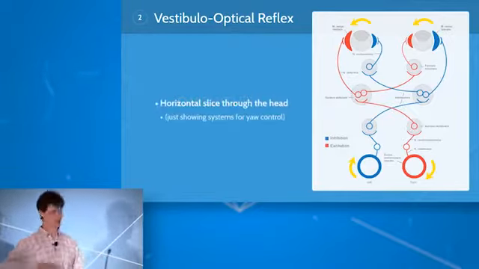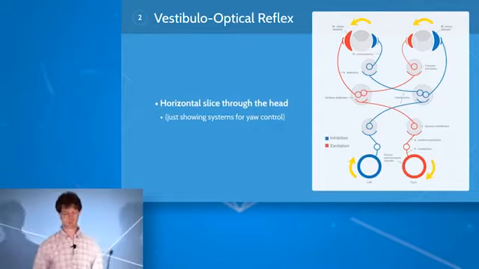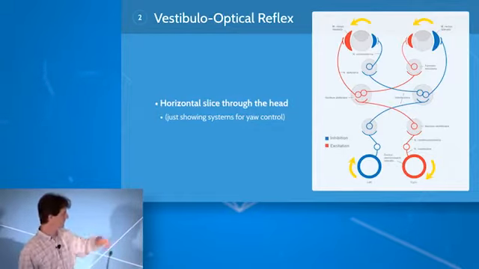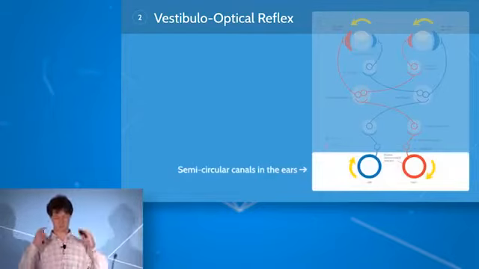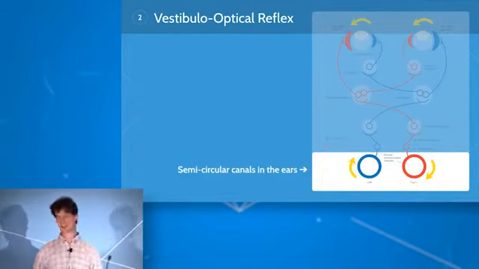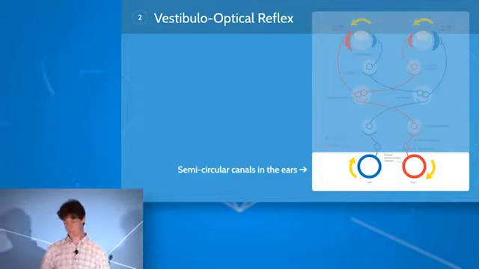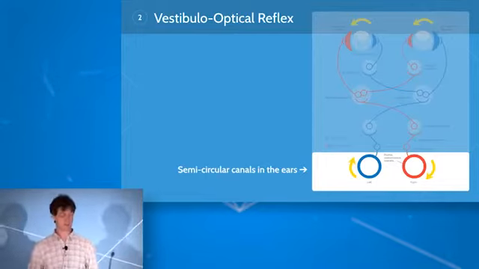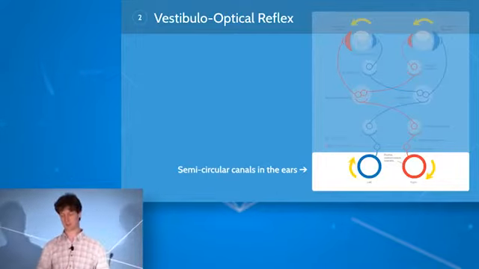This is a horizontal slice through the head with the eyeballs at the top and your ears at the bottom. And I'm just showing the systems for your control. Moving your head horizontally, there's matching ones for vertical movement, and there's also matching ones for rotation that are a little different, but I'm just showing the horizontal ones. At the bottom, we have the ears and the semicircular canals in the ears that detect the motion of your head. And these are very similar to the gyroscopes we have in the head mount display, actually.